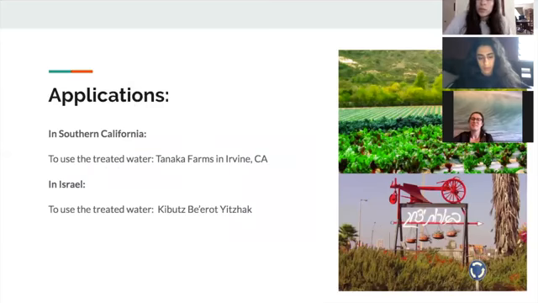So for our applications, we wanted to find areas in which to implement the methods Tori just mentioned in both Israel and Southern California as a way to increase the use of recycled water in both societies. Seeing as farms in Israel are already required by law to treat their own wastewater, we wanted to improve the current treatments at a kibbutz in Israel called Beirut Yitzhak, which is currently sending partially treated water to a nearby water treatment plant rather than utilizing it for their crops. A similar method can be implemented in Irvine by treating wastewater from Parks Dairy and transporting water from Tanaka Farms, which is about 12 miles away.